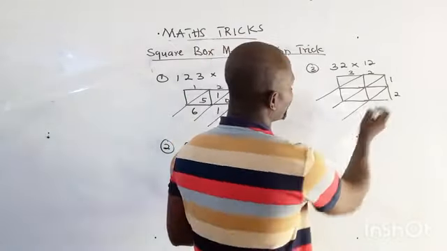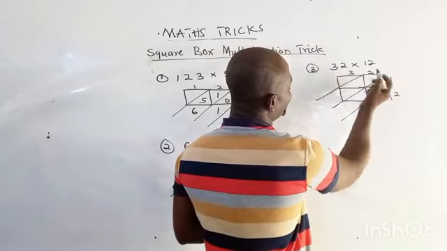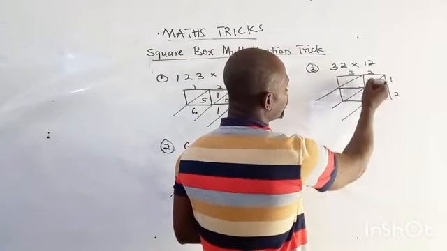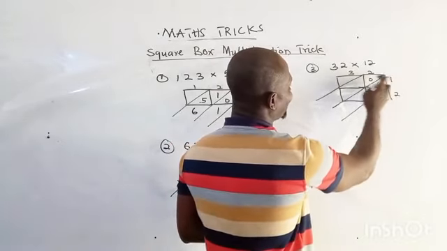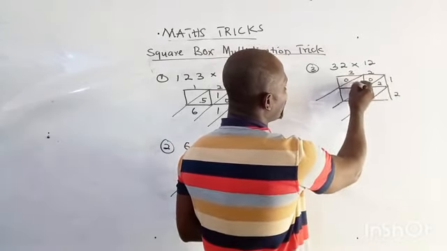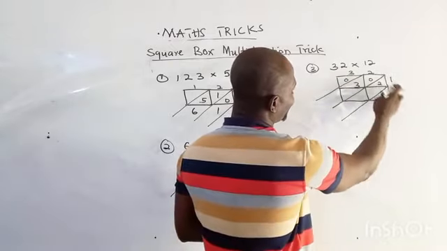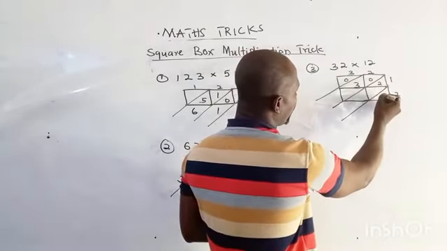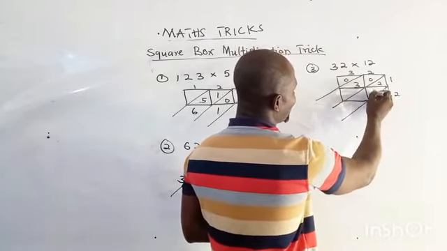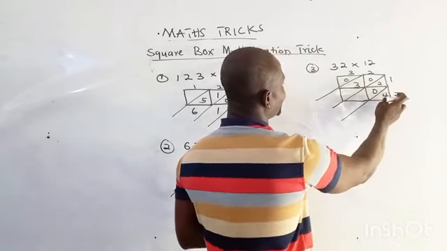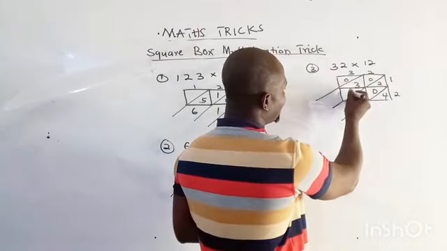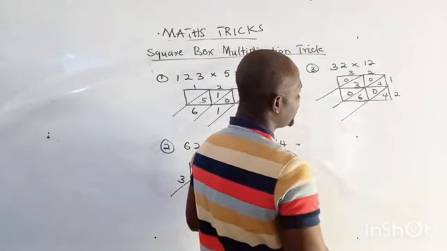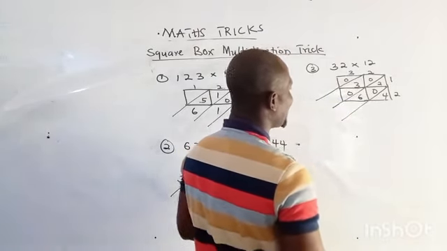Now let's go. 1 times 2 will give you only 2, or 0, 2. Then 1 times 3, 0, 3. 2 times 2 will give you 4. So that's 4, and then 0 here, or 0, 4. Then 2 times 3, you are getting 6. That is 0, 6.